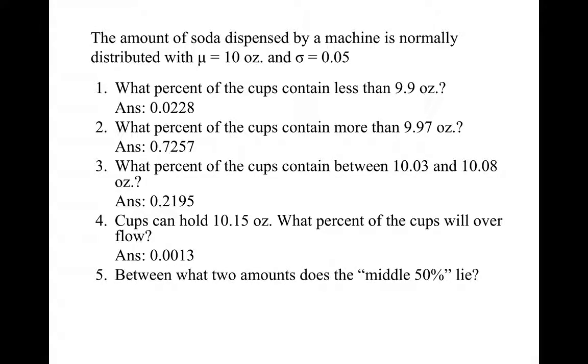Okay, and then this one's just asking for what is the IQR? What's the first quartile? What's the third quartile? All right, so this one's going to be like the one that we did before. You're going to put in inverse normal, 0.75, and if you follow that with the mean and the standard deviation, you should get that the third quartile is 10.034, and the first quartile is 9.966.